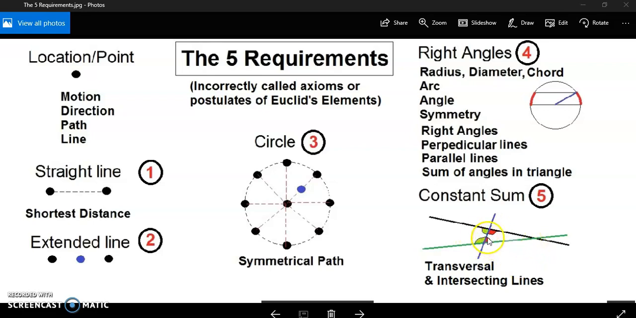So if this is a triangle, then the sum of these red angles is constant, and therefore so is the sum of the green angles. And moreover, the sum of these red angles is always less than 2, is always less than the ratio of a semicircle to a radius, which is in effect saying that it's less than 2 right angles. So this is the summary of the 5 requirements which have been incorrectly called axioms or postulates of Euclid's elements.